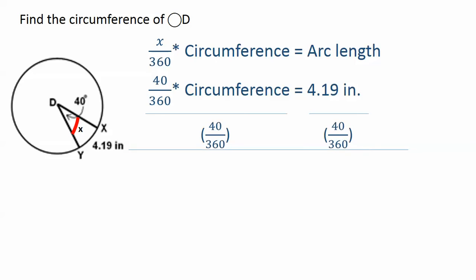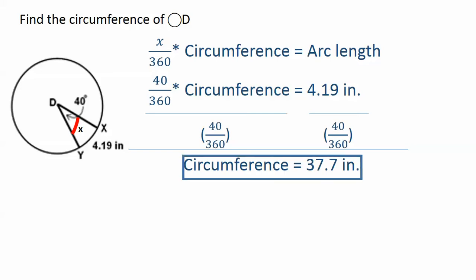So evaluating, 4.19 inches divided by 40 over 360 means that my circumference will be 37.7 inches. Notice that it's larger than my arc length. The total circumference is always going to be longer than just a piece of the circle. It makes sense.